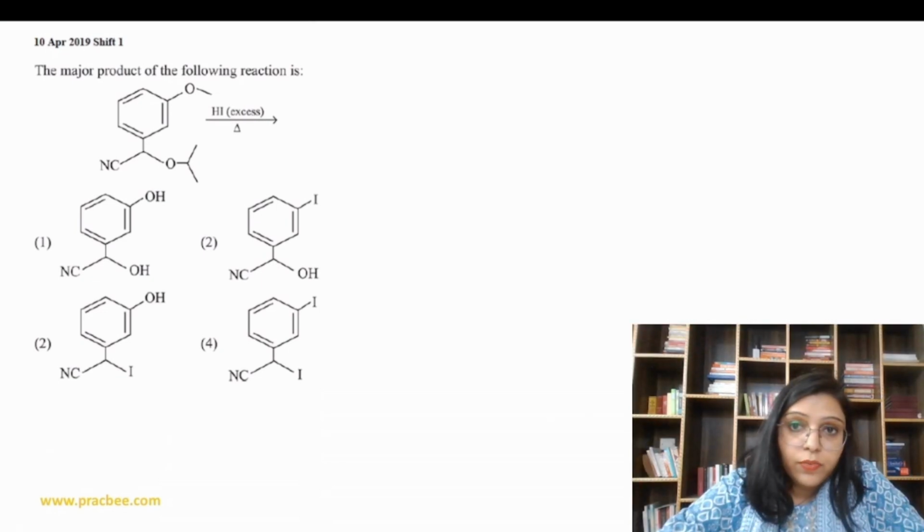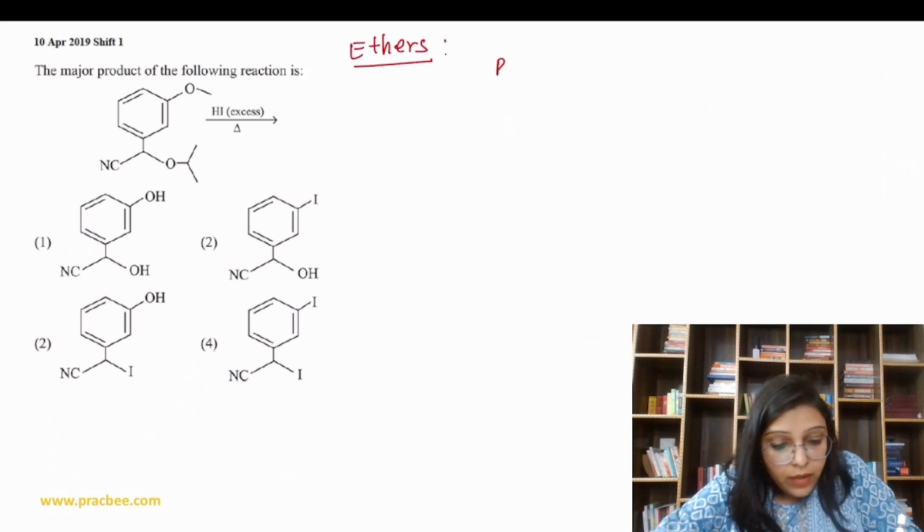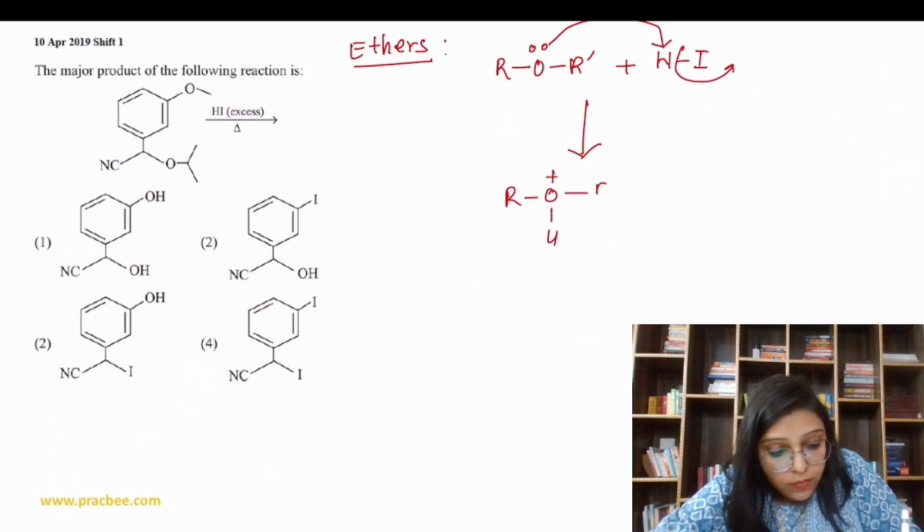The major product of the following reaction is this. First of all we have to identify which reaction this is. This is the reaction of ethers. If we have ROR', this is an ether, on reaction with HI, then what happens? The oxygen lone pair takes H plus and iodine leaves. So we get ROH positive and R' plus I minus.